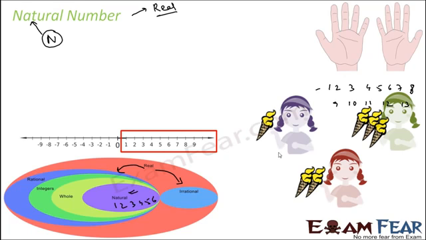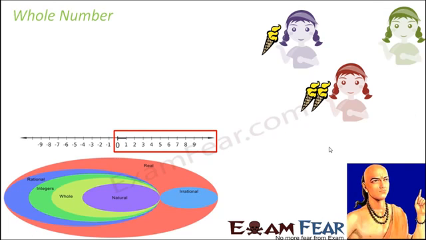For example, you want to count the number of ice creams: 1 ice cream, 2 ice creams, 3 ice creams. So all these are natural numbers. These natural numbers were used since a long time, thousands of BCs. Then Aryabhatta came as an Indian philosopher. He gave the world 0.